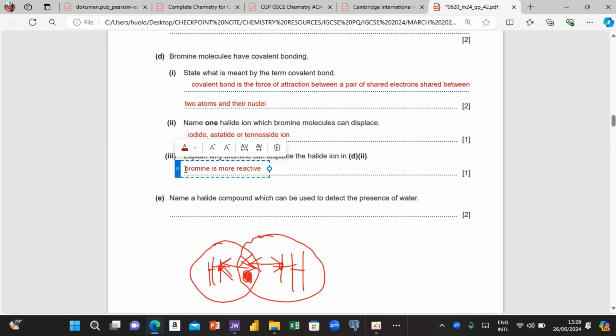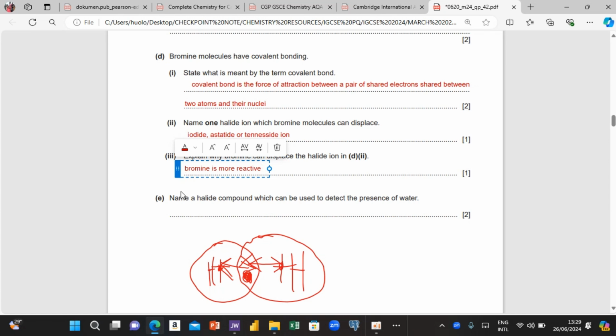Please note that this is not a complete statement because you have not done a proper comparison. Bromine is more reactive, yes. More reactive than what? Are you comparing it with fluorine? If you are comparing it with fluorine and you say bromine is more reactive, that's incorrect. So you want to be specific. You want to do a proper comparison, okay, so that you can earn your mark.